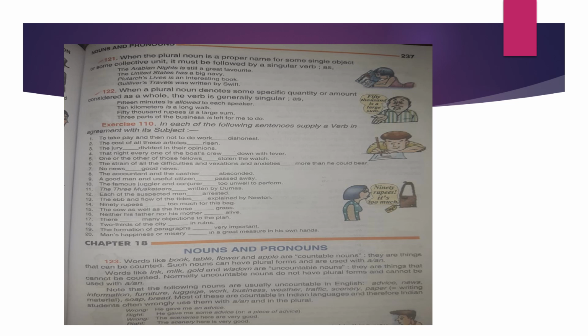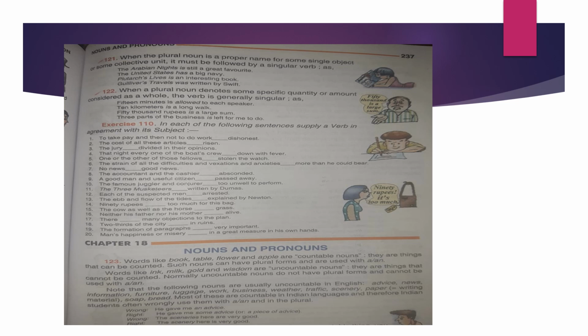In the last point, you can see in 122, when a plural noun denotes some specific quantity or amount considered as a whole, the verb is generally singular. How can you say that? Whenever a plural noun is denoting some specific quantity or amount. See, you can see in an example that "Fifteen minutes is allowed to each speaker." It is decided and it has been made clear that 15 minutes, 15 is mentioned, so it is specified. That's why we are using the singular verb.